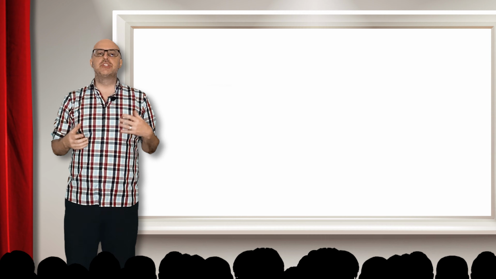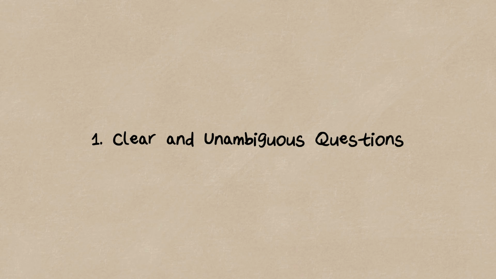There's a few ways to do that, which you can learn more about in a course on best practices in survey development coming soon, but I wanted to introduce some of them now. Number 1, clear and unambiguous questions. Ensure that your questions are easy to understand. Avoid complex language or jargon that might confuse your respondents. Clear questions reduce the likelihood of varied interpretations, which can lead to inconsistent answers.